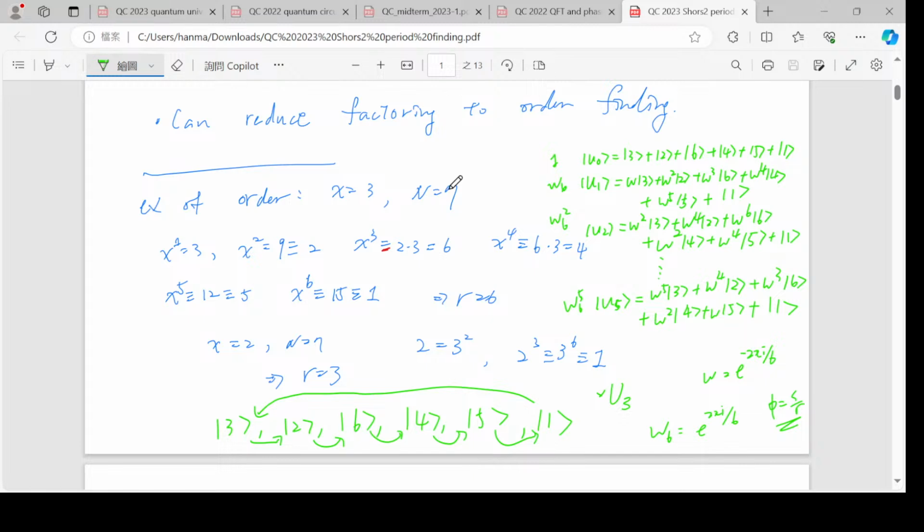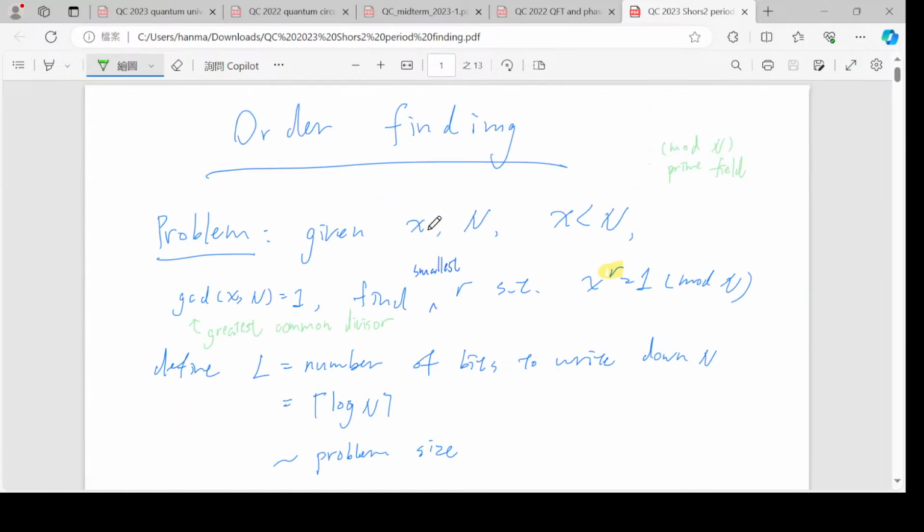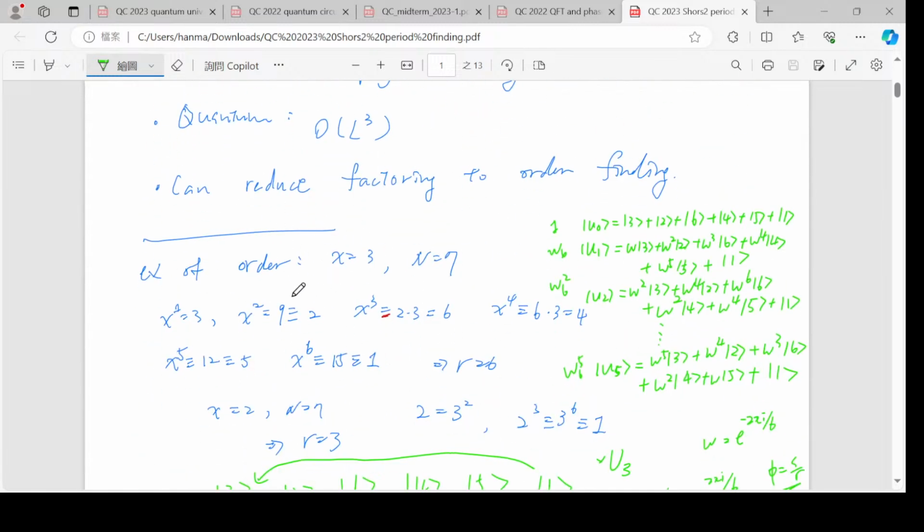Okay. And so you find that if we keep doing this multiplication mod N and keep multiplying by x, then they will be cycling through these 6 numbers. So it will be 3, 2, 6, 4, 5, 1, 3, 2, 6, 4, 5, 1. It will keep going like this.